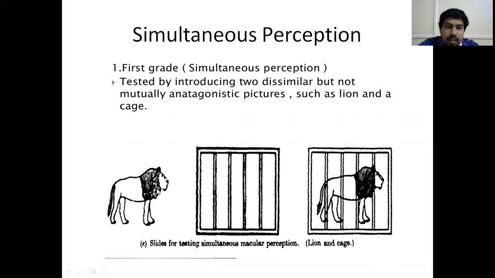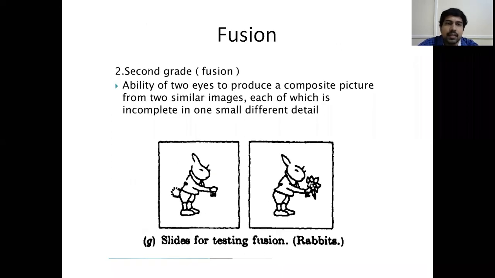So the two pictures should not be mutually antagonistic; they should have some relation to one another. For example, a lion and a cage, or a bird and a cage, which is given in your textbook. One eye is shown a lion and the other eye is shown a cage. The brain interprets that there is a lion inside the cage. So there are two pictures which are different, but they have some relation between them. That is simultaneous perception. Next, the second grade is fusion.